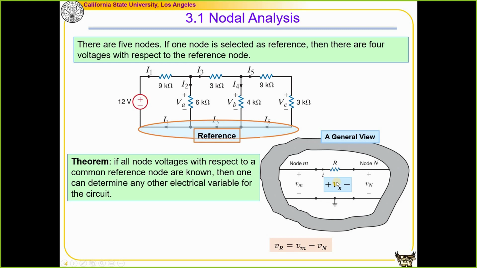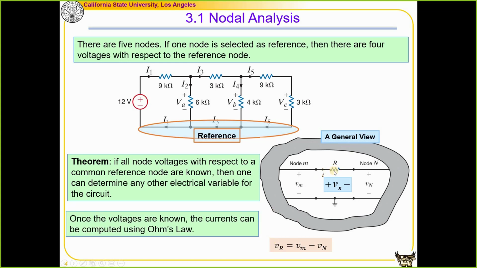You can find VR by using the definition as well. VR is the voltage drop from this node to that node. You can follow this path, say Vm, then minus Vn. So you can reach the conclusion in either way. So we know that we can find the voltage of this resistor, and by using Ohm's law, we can find the current going through the resistor as well.